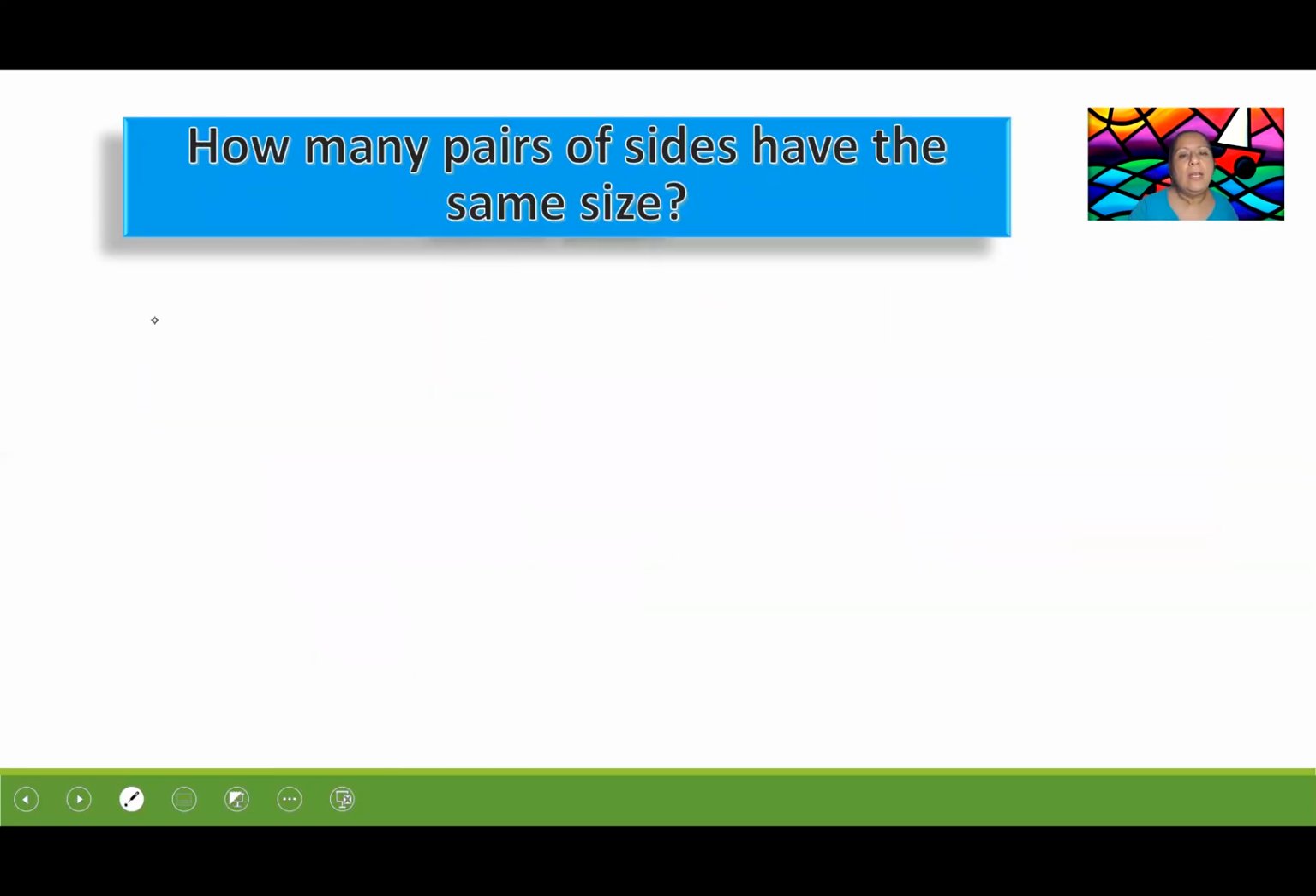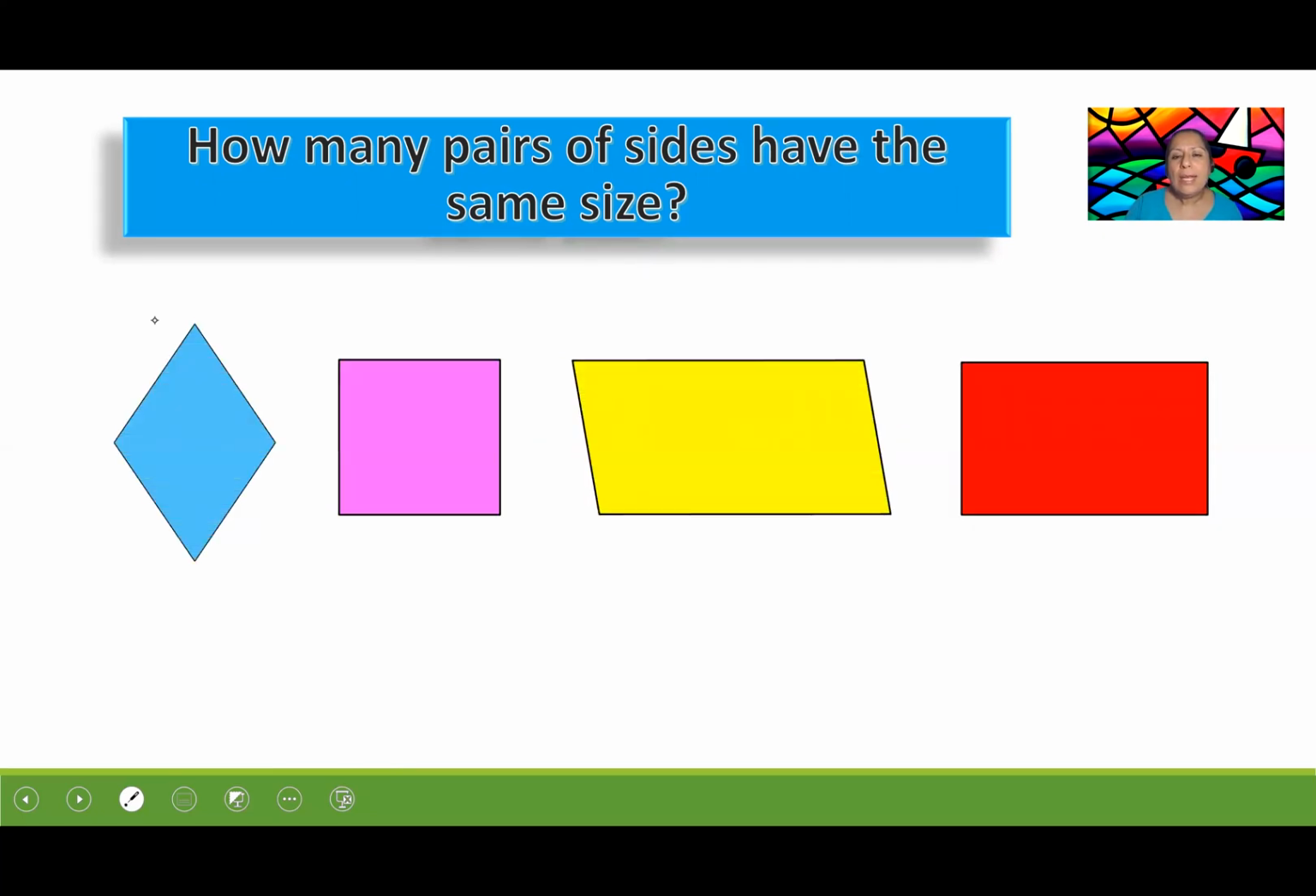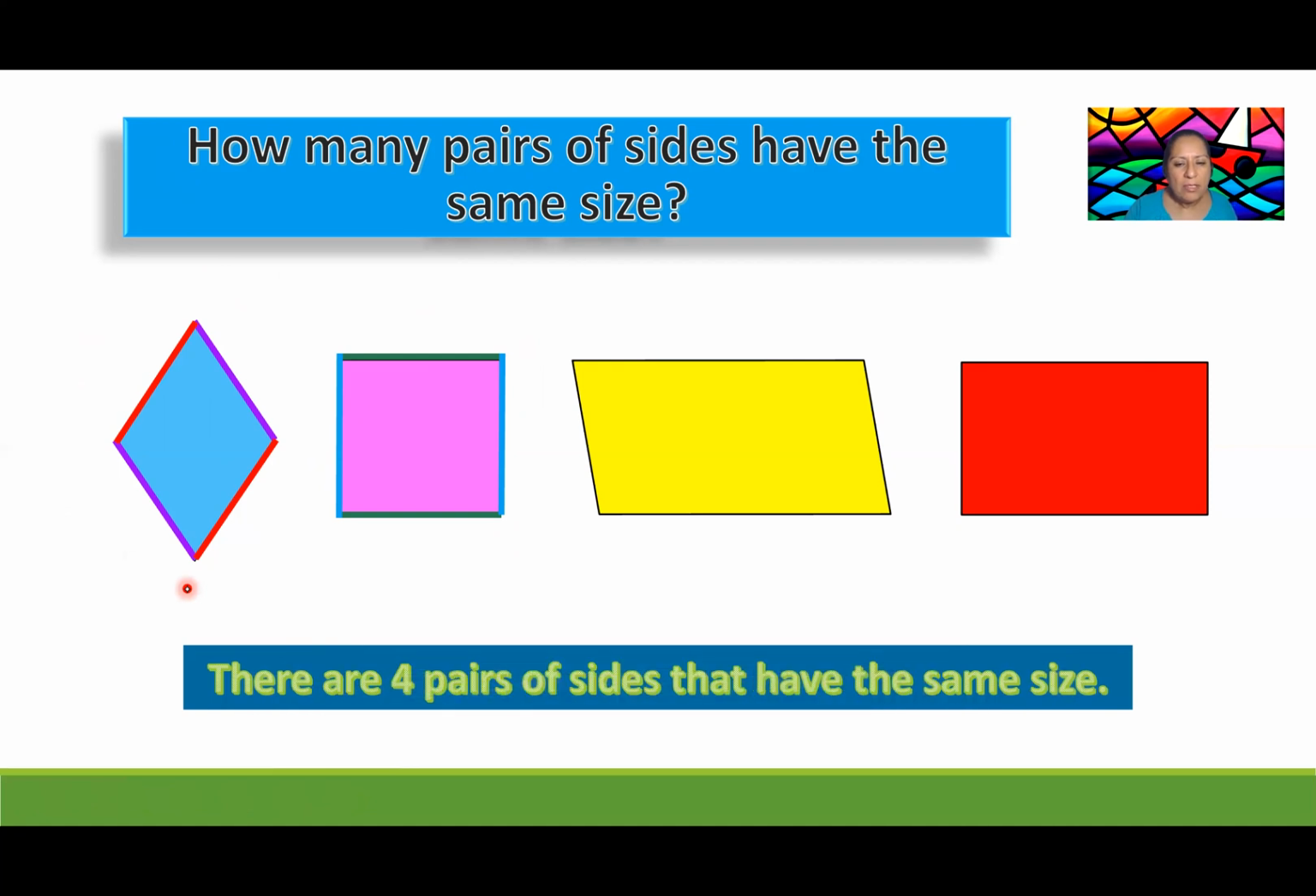The next question says, how many pairs of sides have the same size? Well, just by looking at them, only these two shapes have sides that all of them are the same size. That's some of the attributes of the square and the rhombus. So let's see. Those are the sets of parallel sides that measure the same. So there are 4 pairs of sides that have the same size. So you can see the red ones, the purple ones, the blue ones, and the green ones.